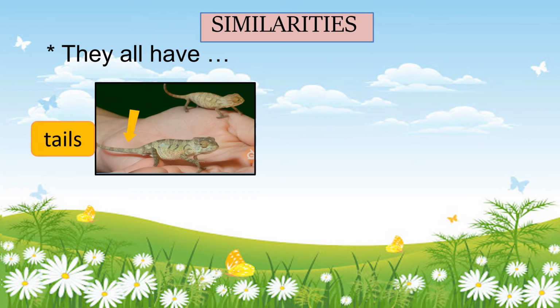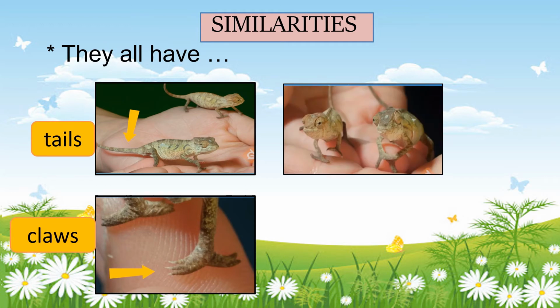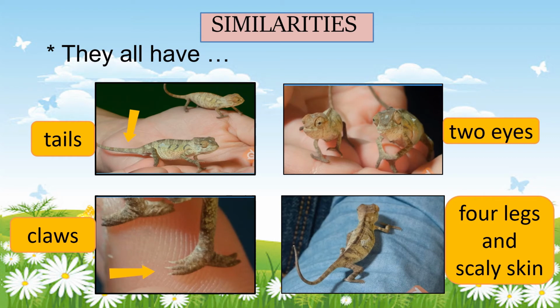They all have tails so they don't fall. They all have claws to make sure they can grab on trees. They all have 2 eyes that can see behind them. They all have 4 legs that can help them climb. And they all have scaly skin. They share many traits because they are all chameleons.